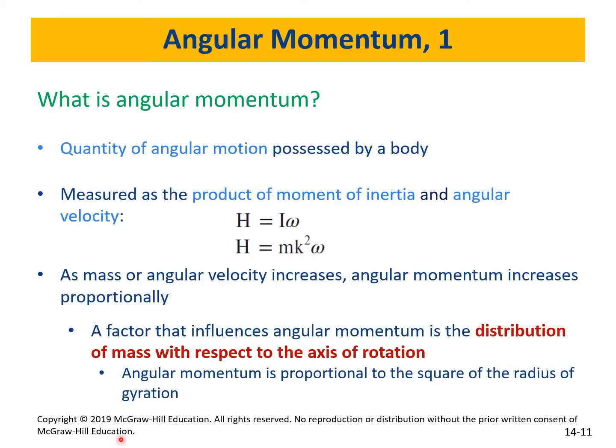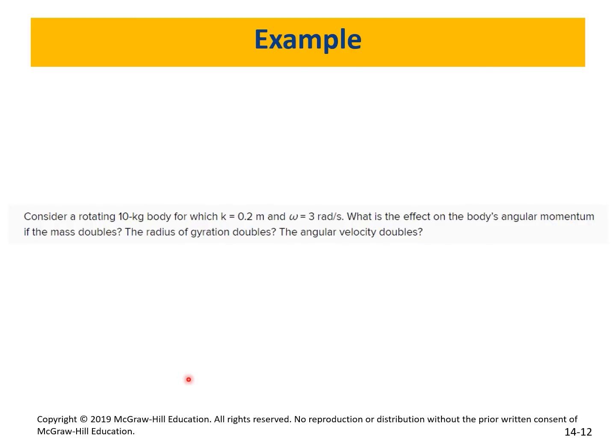Now let's solve an example together. Let me give you pieces of paper. Okay, guys. So the question is, we have a rotating 10 kilogram body for which k is 0.2. What is k? The radius of gyration, right? So I'm assuming that all the mass is concentrated away from the axis of rotation that much distance. And then the w, the angular velocity, is 3 rad per second. Pay attention to the units. I would like to see what is the effect on the body's angular momentum. Momentum is I multiplied by w, correct? If the mass doubles, if the radius of gyration doubles, and if the angular velocity doubles.